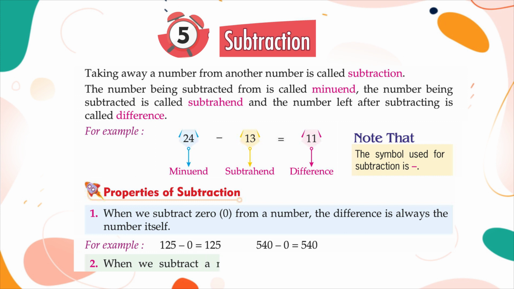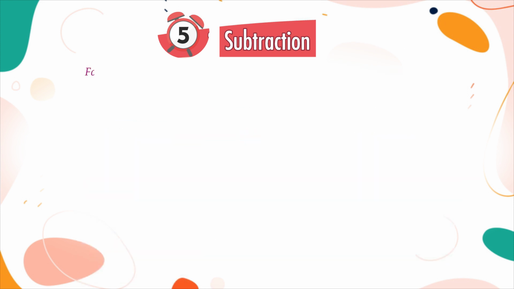2. When we subtract a number from itself, the difference is always 0. For example, 243 minus 243 is equal to 0. 812 minus 812 is equal to 0.